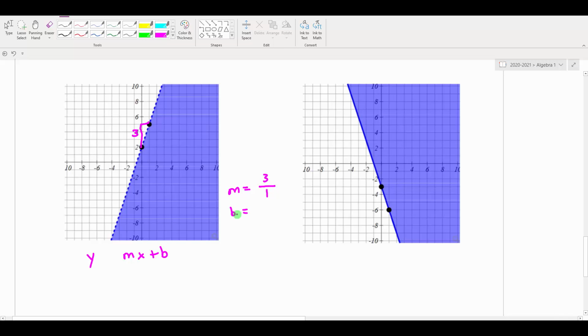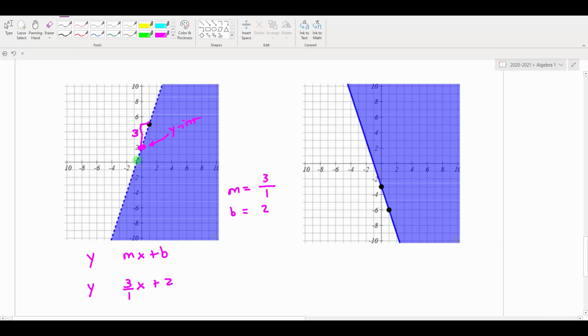Now the b value is where we cross over the y-axis, and we can see here's the y-axis. This is the vertical axis that runs through the middle of our graph, and we can see that the line hits the y-axis right here at 2. So this is our y-intercept. Okay. So we're going to say that our b value is 2. So if I'm looking at my blueprint here right now, what I have is y, and then 3 over 1 x, and then plus 2. Right? We found b, we found m, and I just plug those in for m and b. Now I have to figure out which inequality symbol I'm going to use.